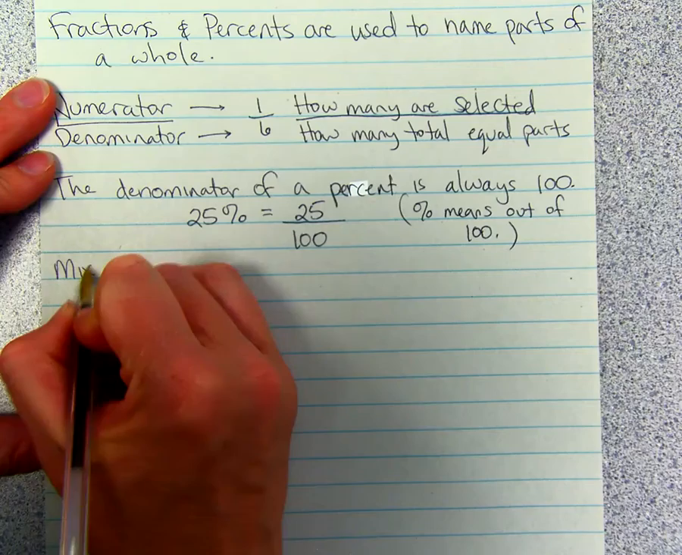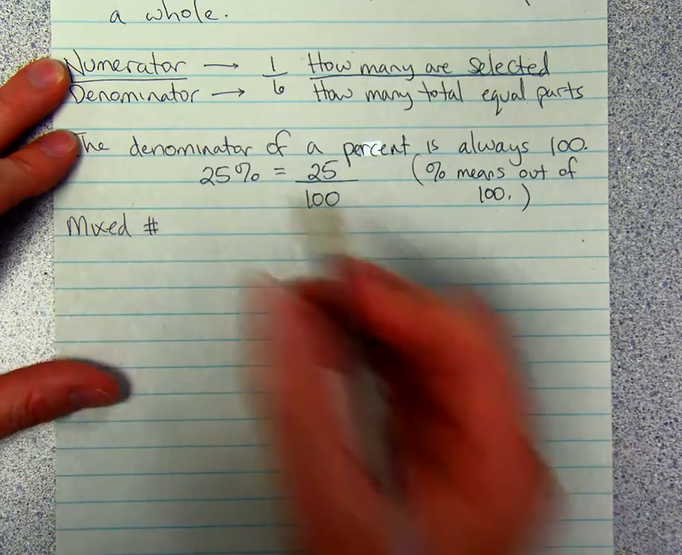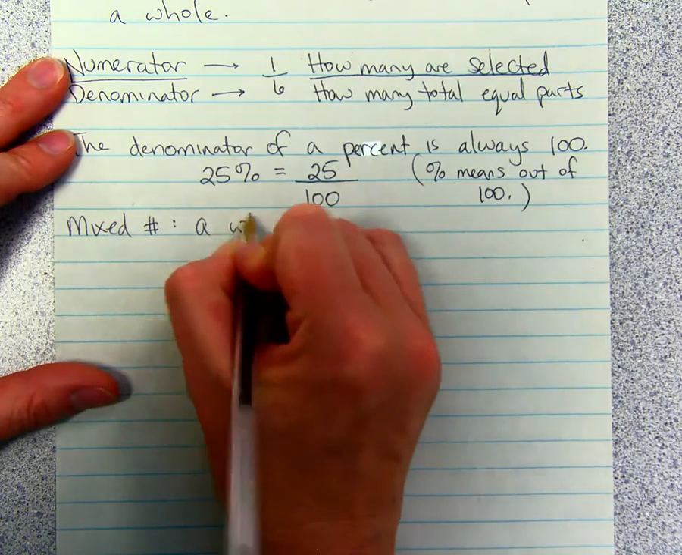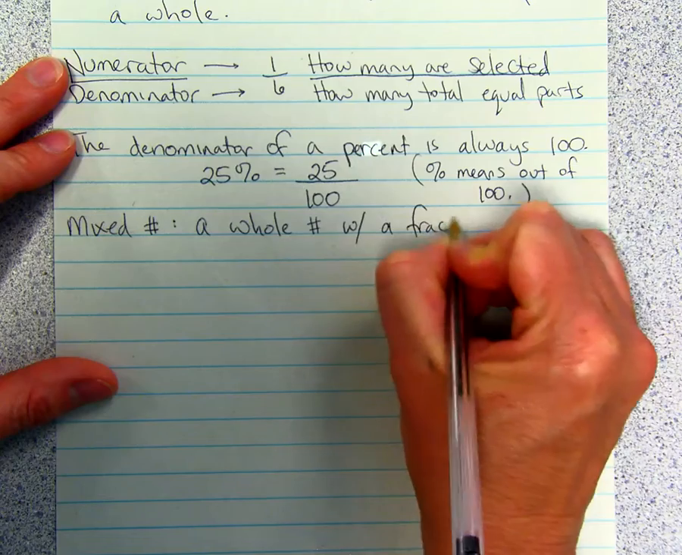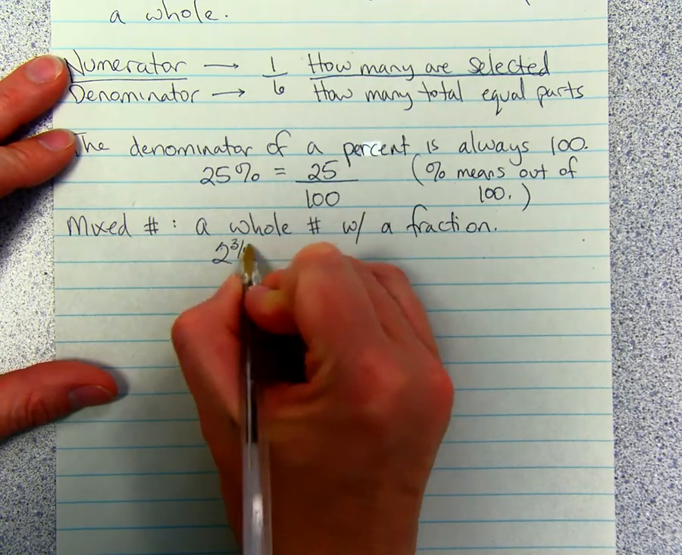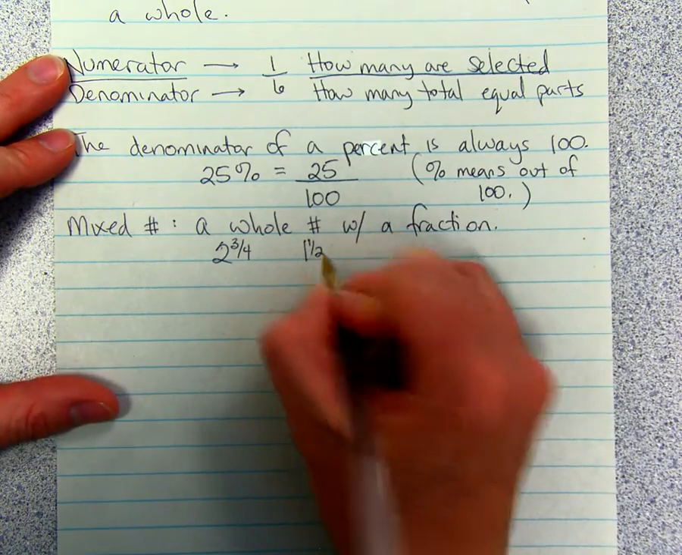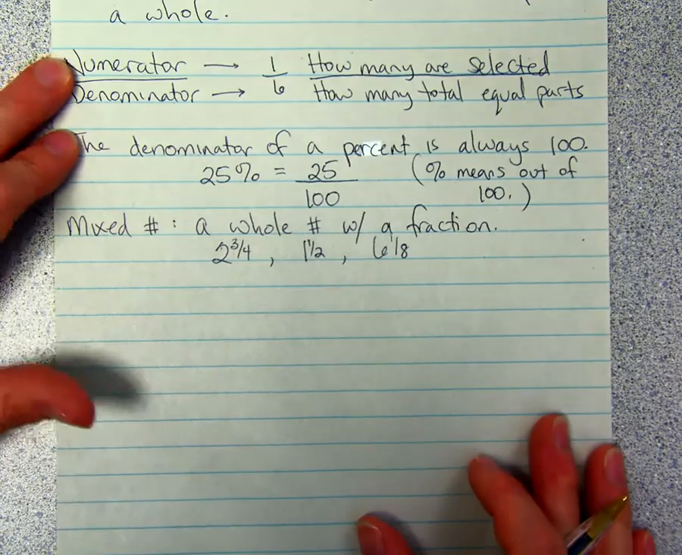A mixed number is a whole number with a fraction next to it. Here's an example of a mixed number: 2 3/4, 1 1/2, 6 1/8. That's 3 examples of mixed numbers.